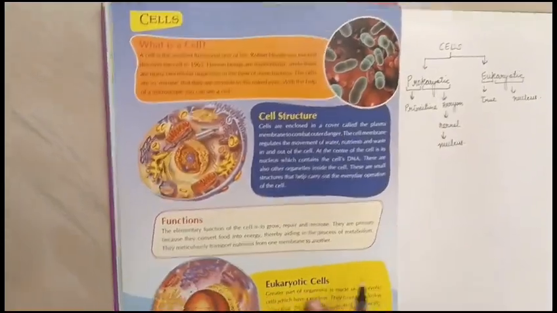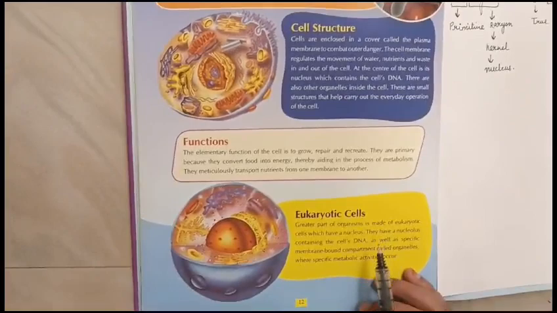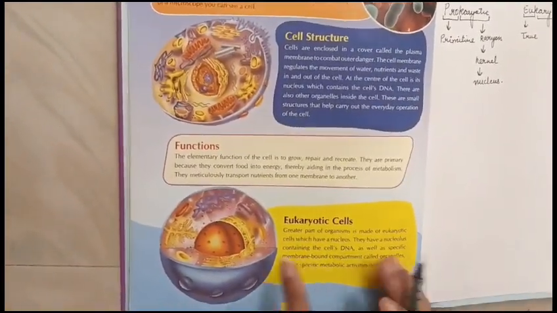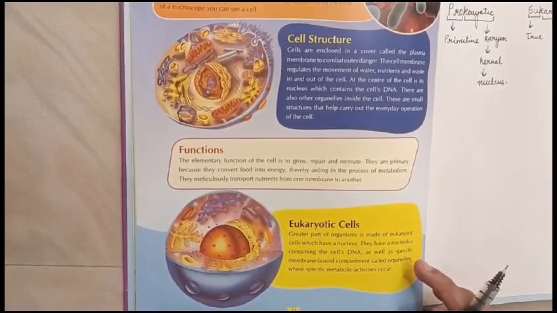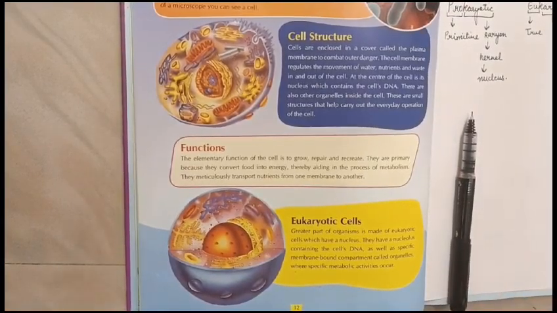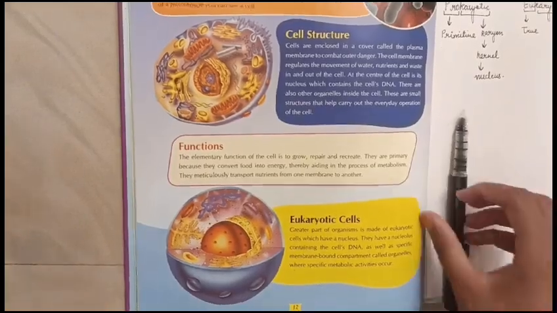First we'll understand what eukaryotic cells are. Eukaryotic cells are basically the cells which have a very advanced type of nucleus. These cells are generally large in size and they have a proper nuclear region, nucleolus, and proper cell organelles which are membrane bound.